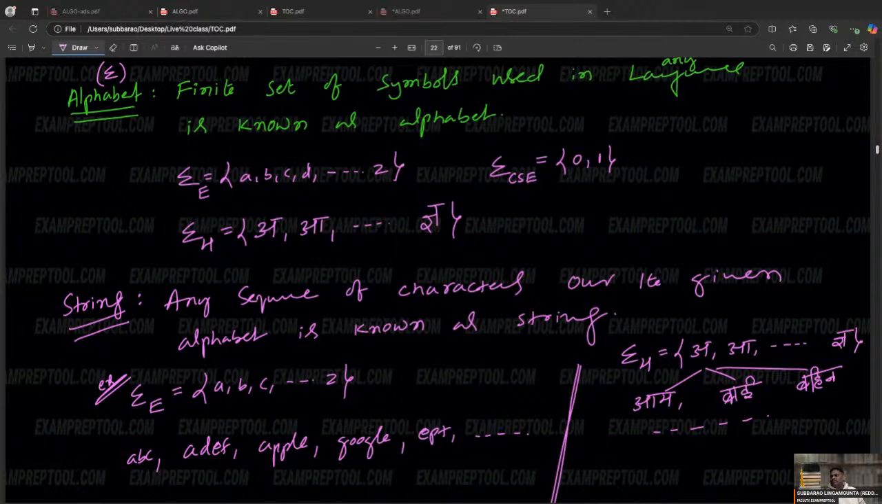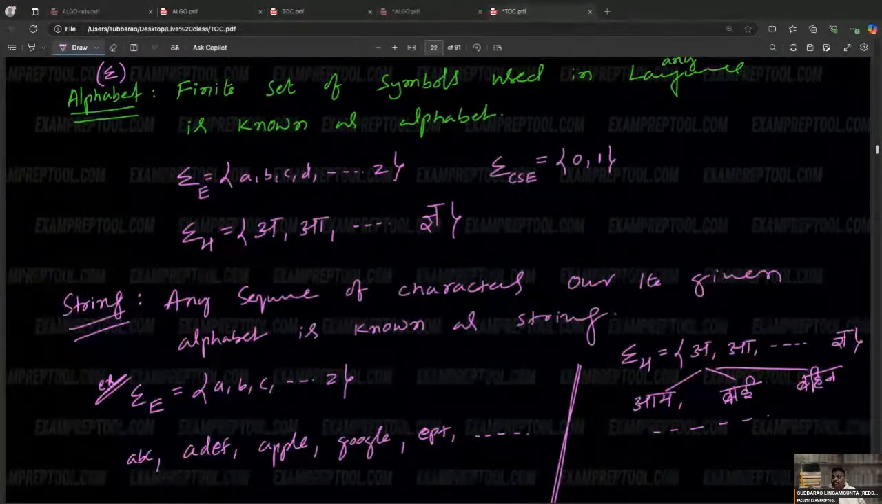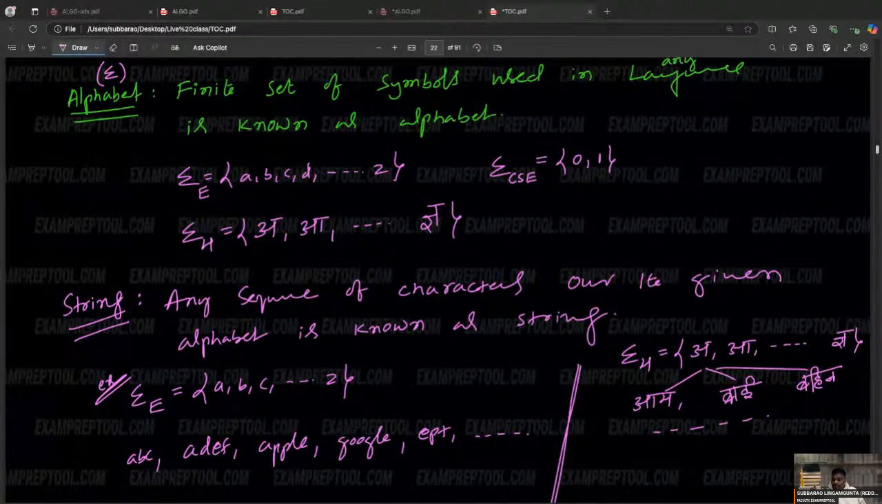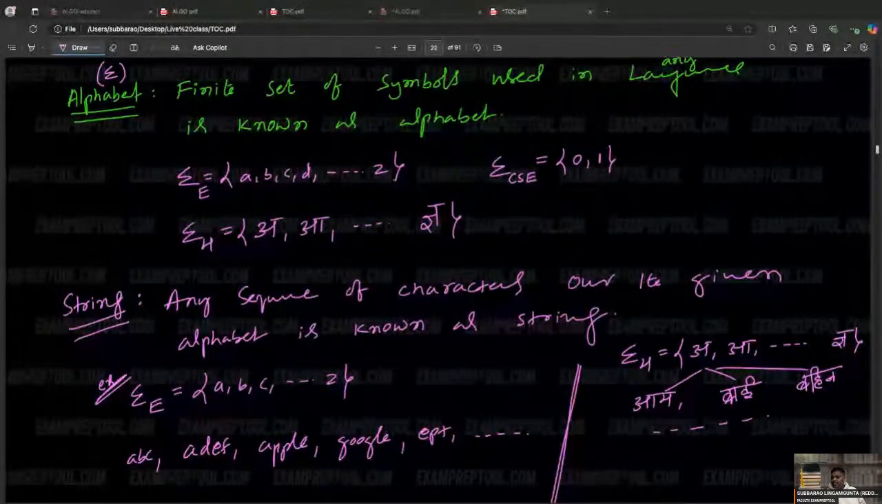Humans will talk some language. When you say language, it is a collection of strings. When you say string, it is a collection of characters. If you take an individual character, that is an alphabet. So alphabet is nothing but a finite set of symbols used in any language.